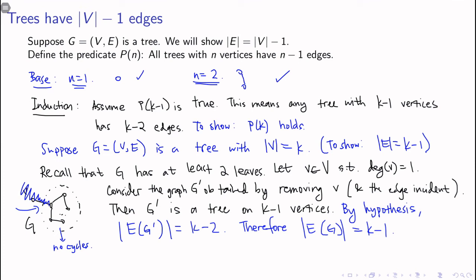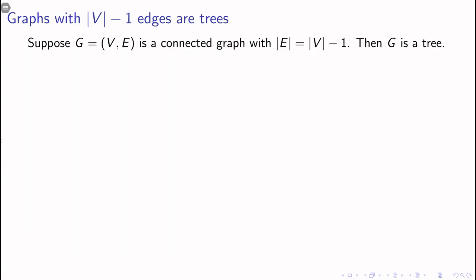We've shown that if you have any tree, it has exactly v minus 1 edges, right? Or if you say it has n vertices, then it has n minus 1 edges. How about the reverse? If you start with a connected simple graph that has number of edges equal to the number of vertices minus 1, show that G is a tree, which means, well, you already know G is connected, right? So really what this means is we want to show G has no cycles.